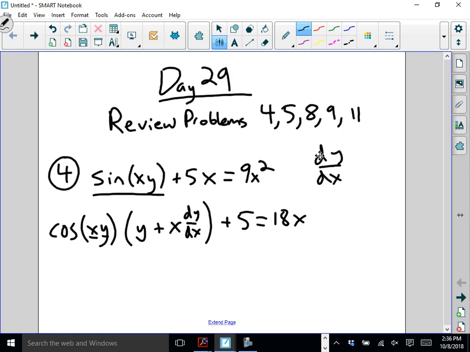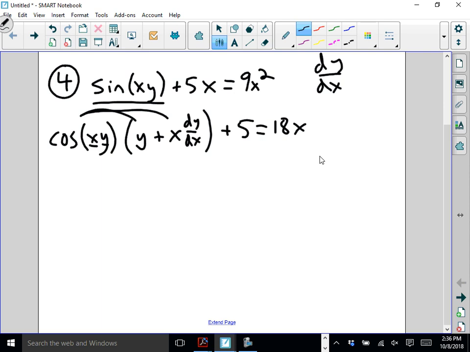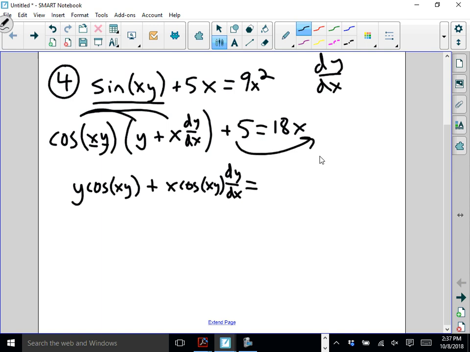The next thing I'm going to do here to get dy dx alone is I want to distribute that cosine of xy. When I do that, I like to make sure that I write my y in front of the cosine of xy. So I end up with y cosine xy plus x cosine xy dy dx. I always keep my dy dx at the back. Equals, I'm going to go ahead and move this over here too, equals 18x minus 5.